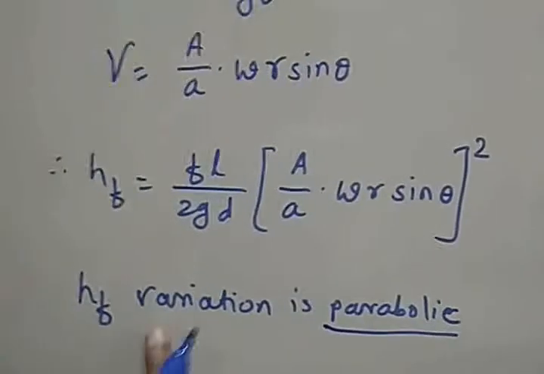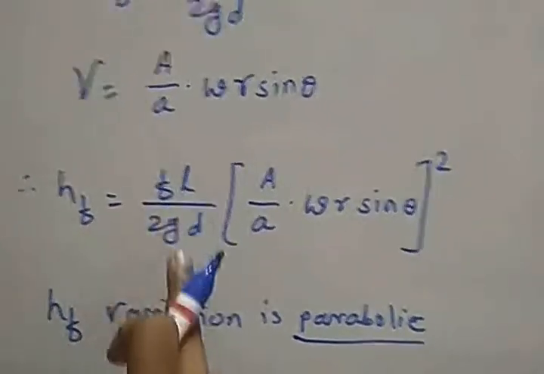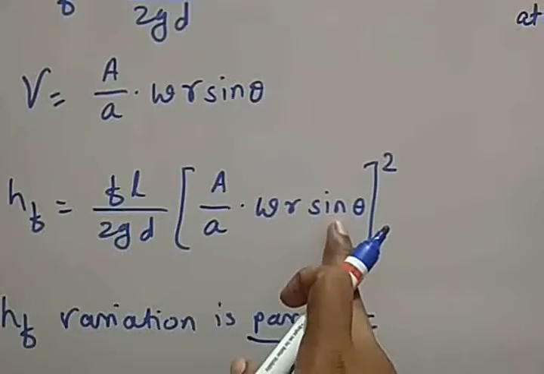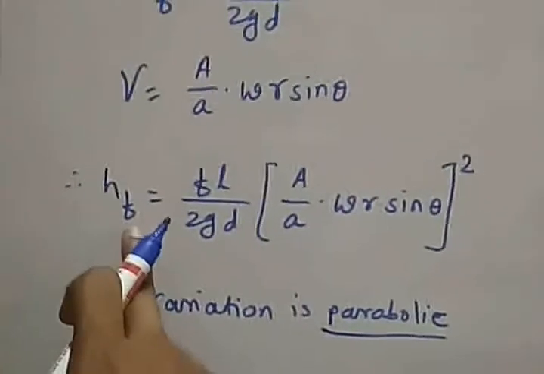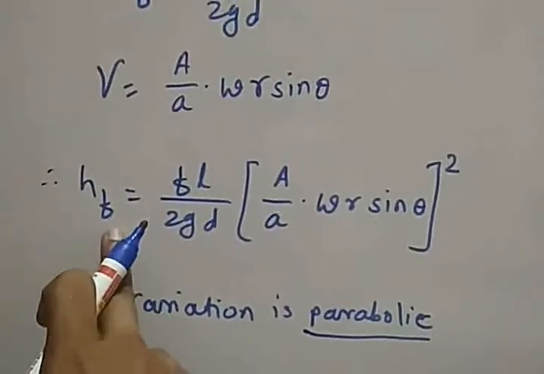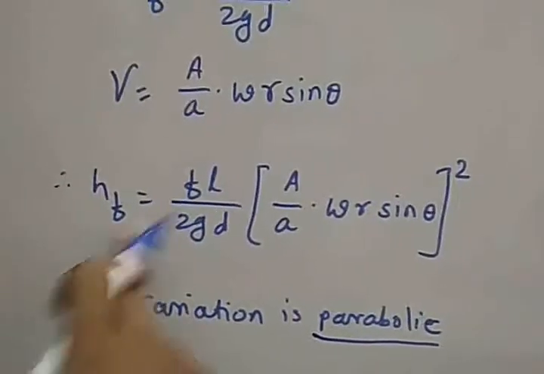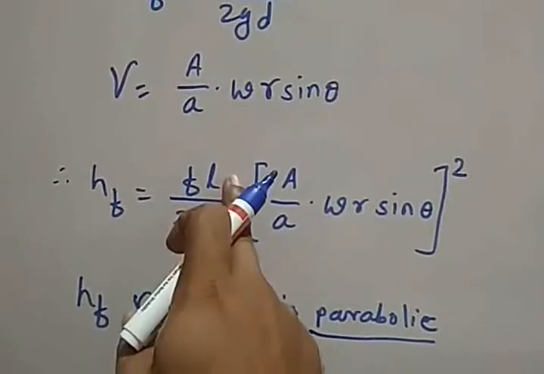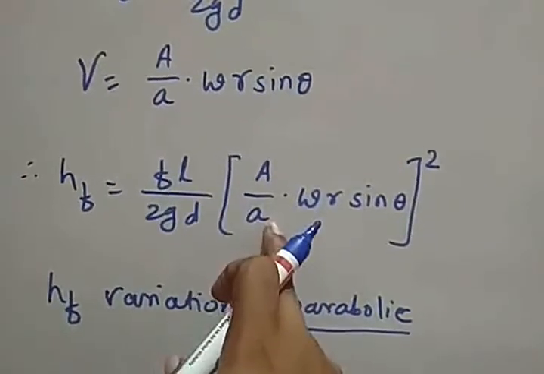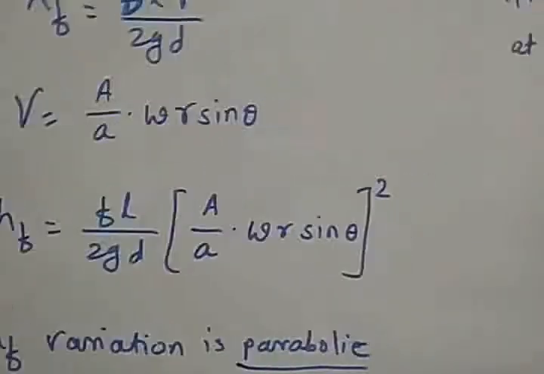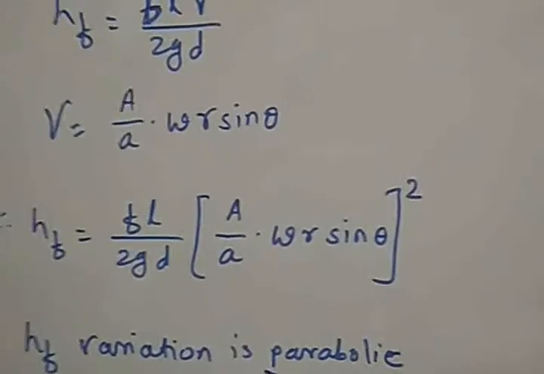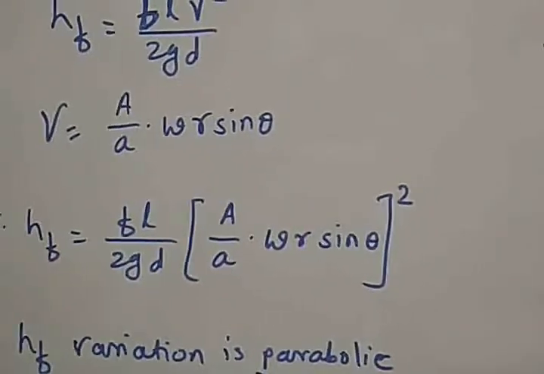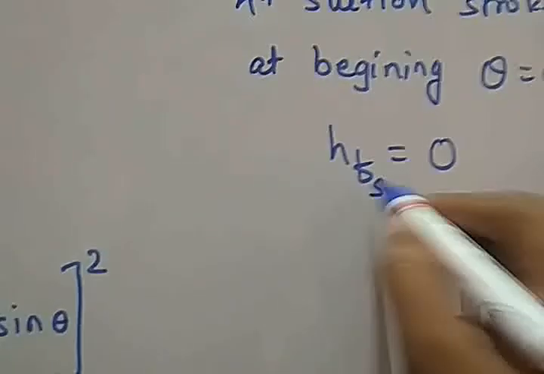So if you see this equation, HF is equal to FL by 2GD into (A by a omega r sin theta) square. If I want to use this equation for suction, I'll be using the suffix S over here: LS, DS, and so on. So I'll be replacing with the suffix S. At the beginning of the suction stroke, the HF will be equal to 0. I am writing this HF as HFS for the suction stroke.